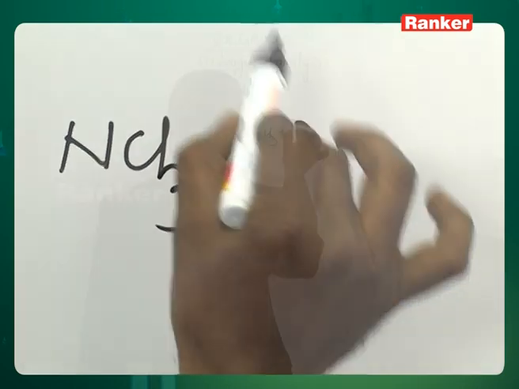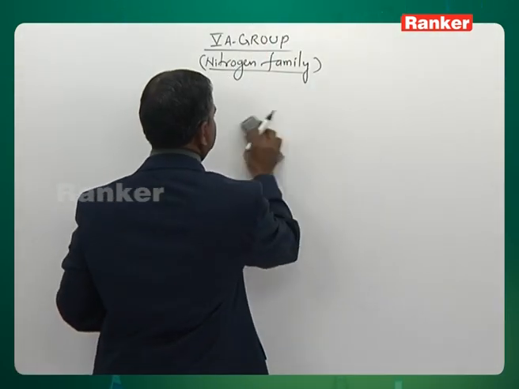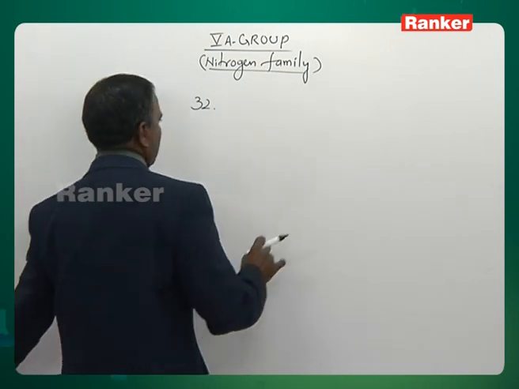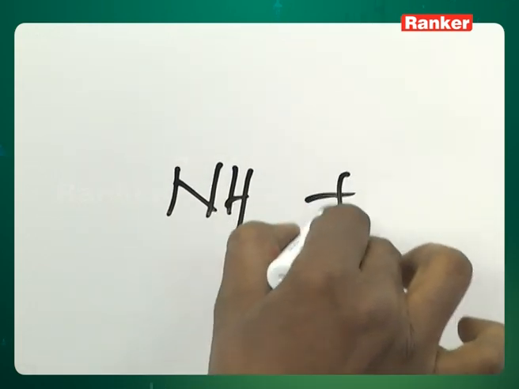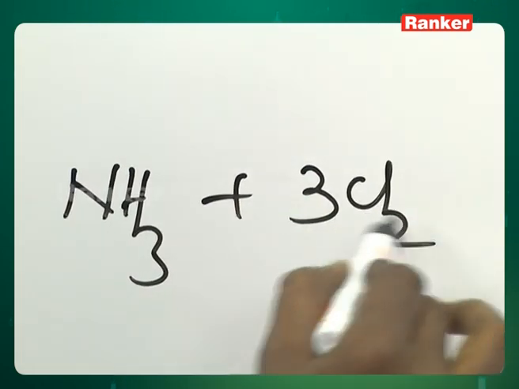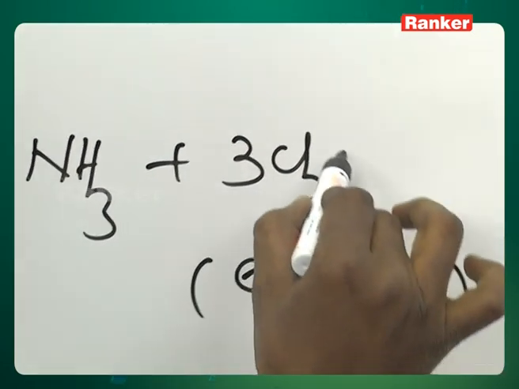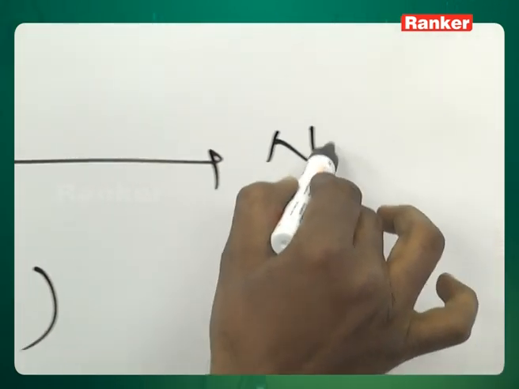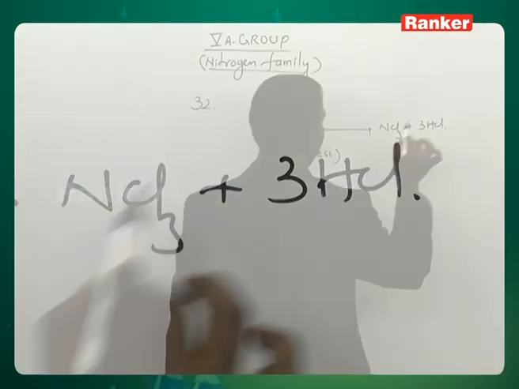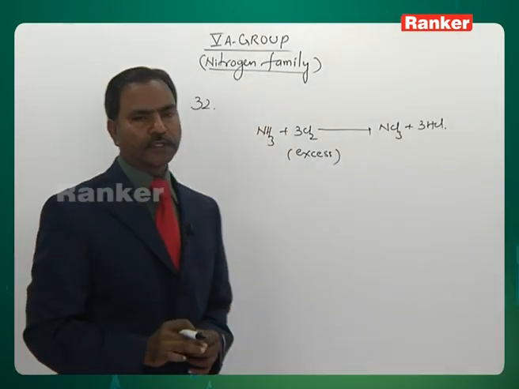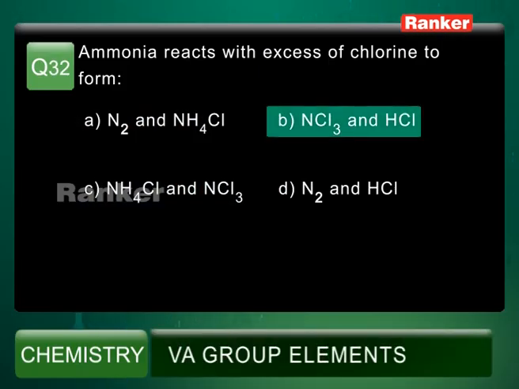NH3, ammonia, on reaction with excess of chlorine, you are getting here NCl3 and 3 HCl. The products are NCl3 and HCl. So the question number 32, answer is B.